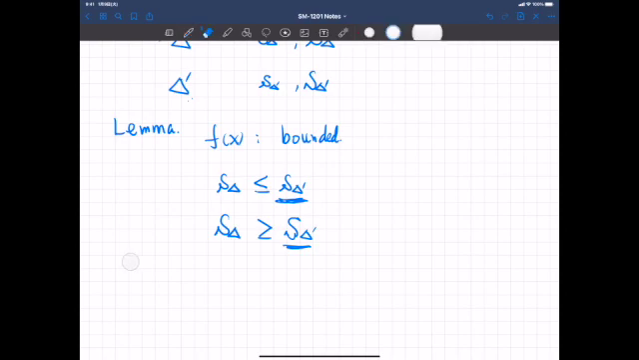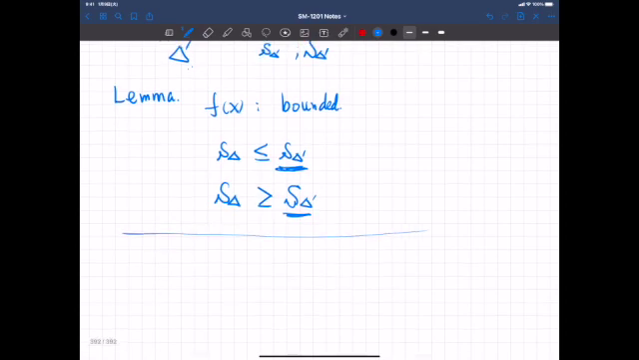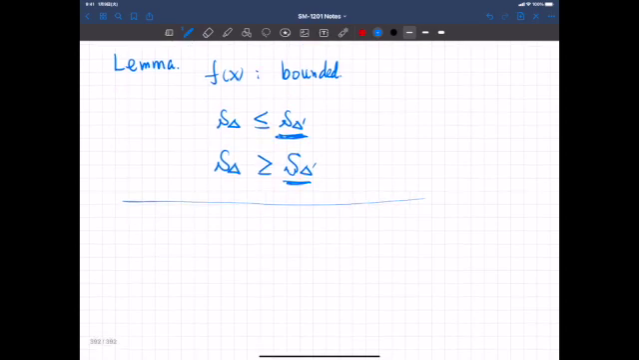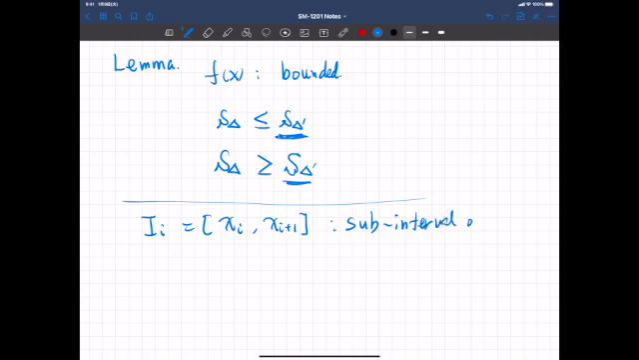Okay, let's prove this. First of all, let's define a subinterval I of delta. Let's say xi to xi plus 1. Okay, this is a subinterval of delta.